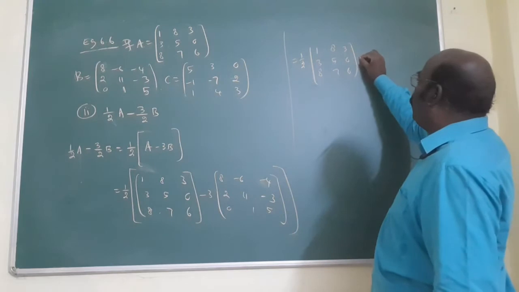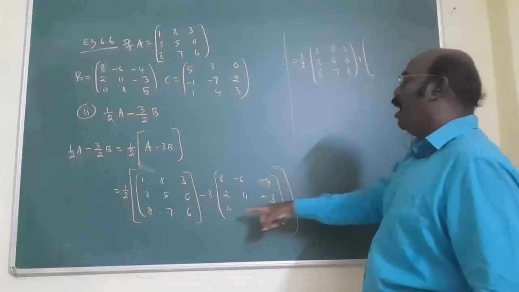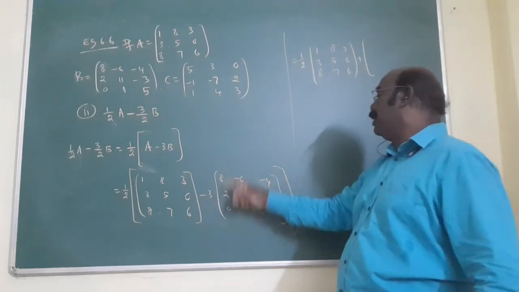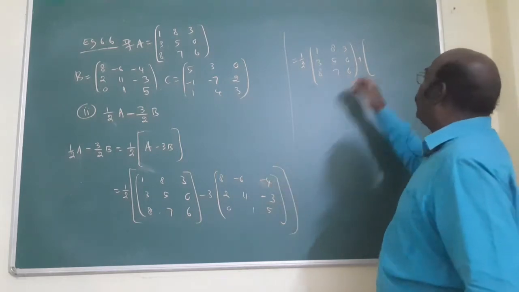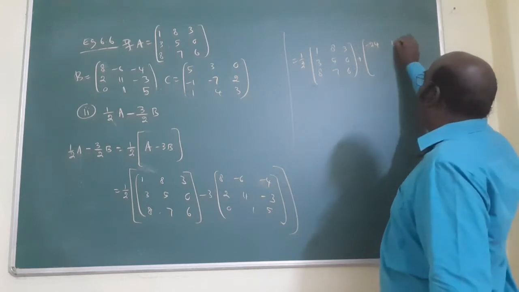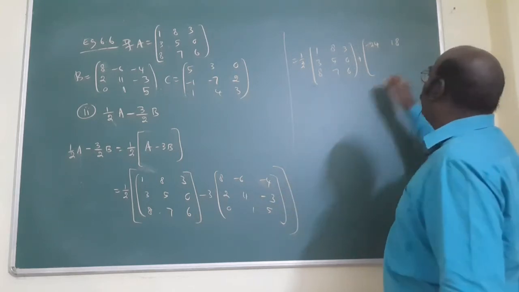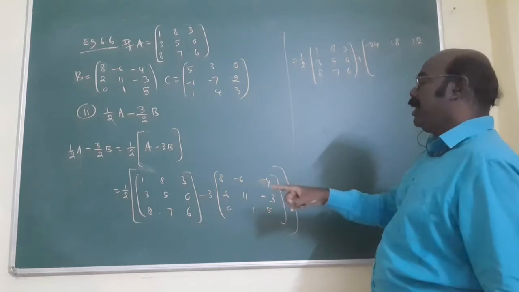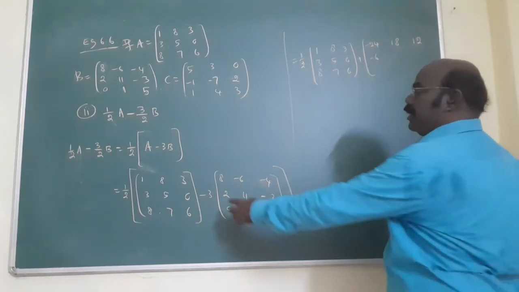Already told you plus sign. Now all elements are multiplied with minus 3. Minus 3 into 8, minus 24. Minus 3 into minus 6, that is 18. Minus 3 into minus 4, that is 12. Minus 3 into 2, minus 6.